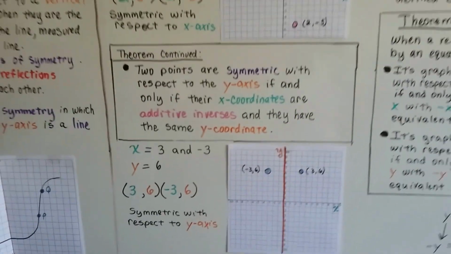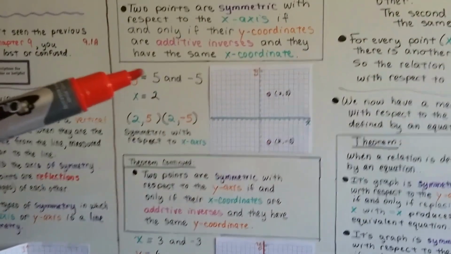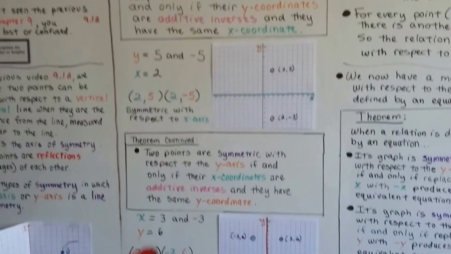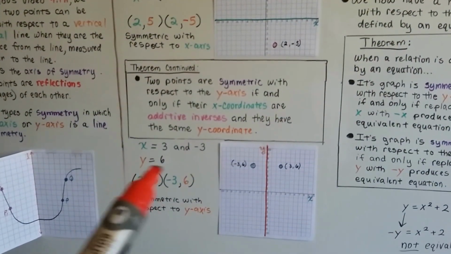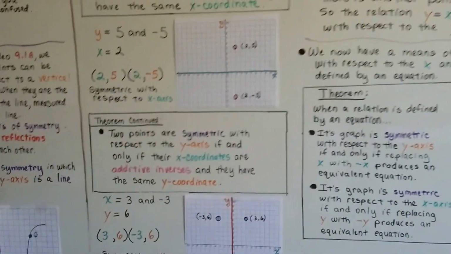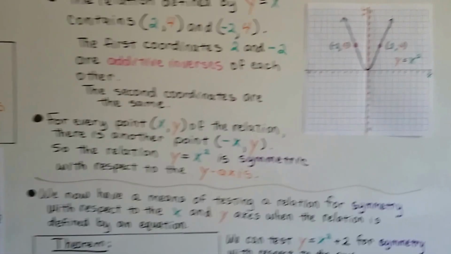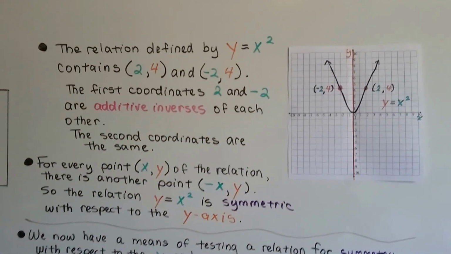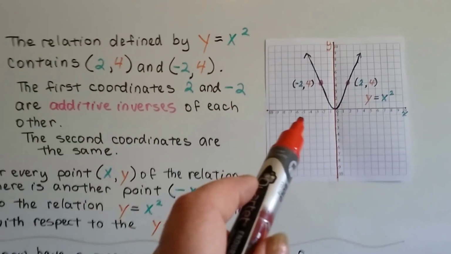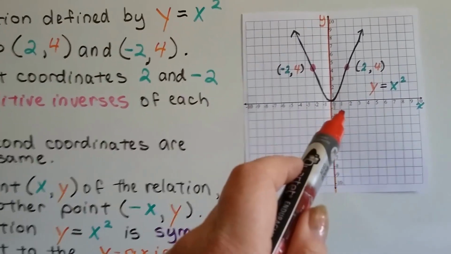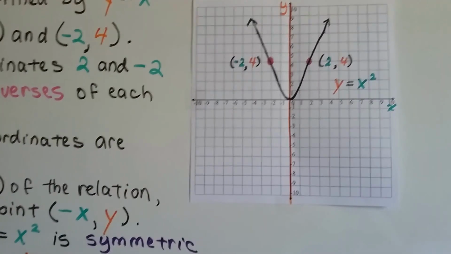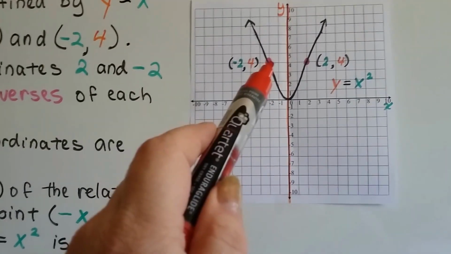All right? So if it's symmetric with the x, then the y is going to be additive inverse. If it's symmetric to the y, the x is going to be additive inverse. They kind of traded places. See that? So the relation defined by y equals x squared contains the points 2, 4, and negative 2, 4. So we've got a 2, 4 here. Here's x is 2, y is 4. See that? And on this side, we've got a negative 2, 4.